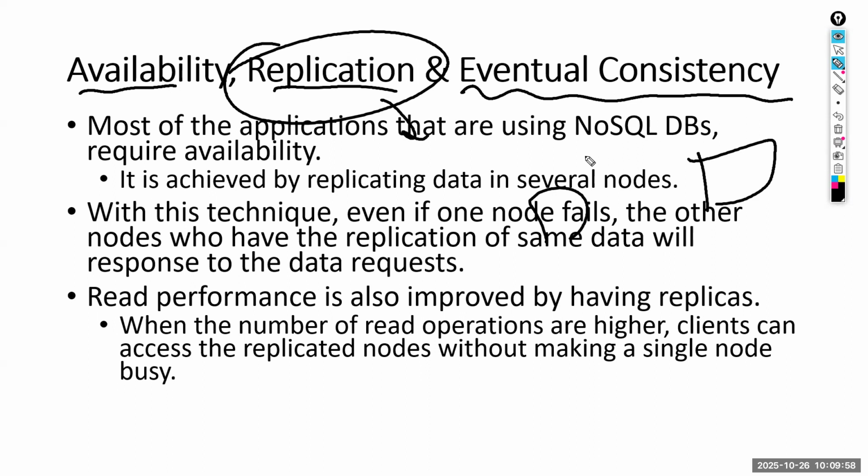So therefore, in general, NoSQL databases prefer distributed databases. And they are more interested in availability and replication rather than 100% accuracy. So what they need is eventual consistency.